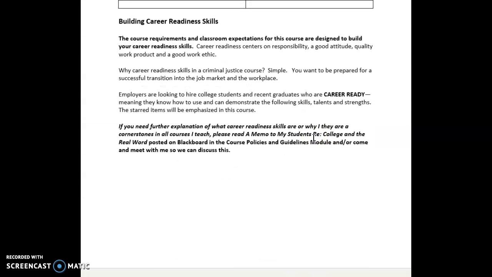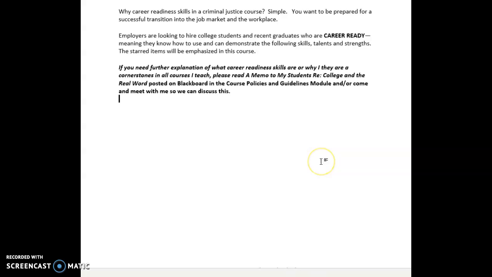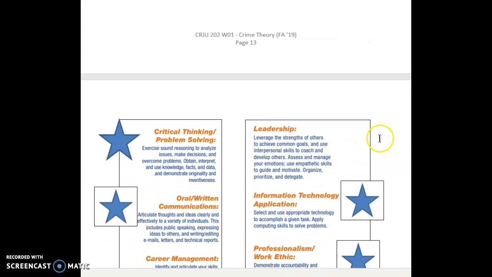Moving forward, another very important skill set that frames all of the courses that I teach in criminal justice is that this course not only affords you an opportunity to learn about crime theory, it is designed to acquaint you with and give you an opportunity to experience the expectations of what you will be expected to have to be career ready to enter a criminal justice or related field. If you need further information about career readiness skills beyond what I provide here, I'm happy to meet with you to discuss it.